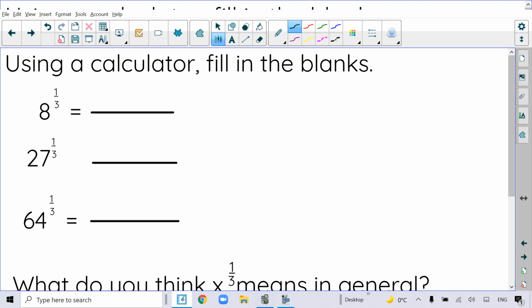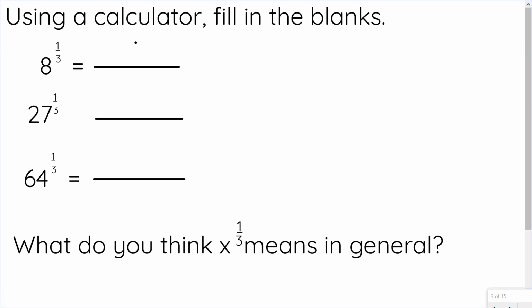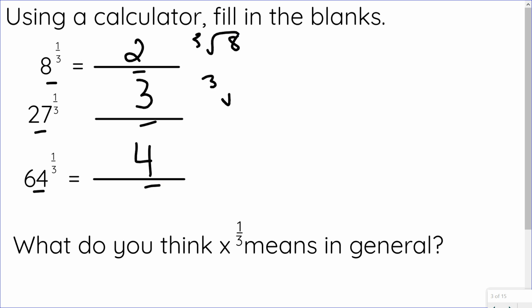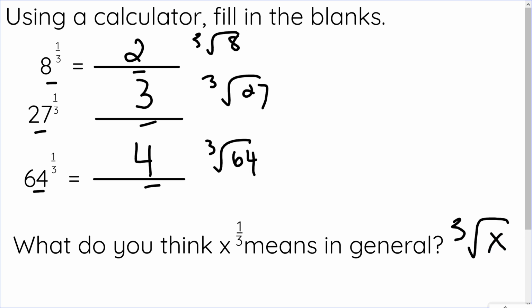So again, back to my notes here. I want to know, is there a way I can relate 8 to 2 in the same way I relate 27 to 3 and 64 to 4? All of those look like cube roots. So the cube root of 8 is 2, the cube root of 27 is 3, and the cube root of 64 is 4. So it looks like x to the 1/3, when the denominator is 3, in general just means the cube root of x.